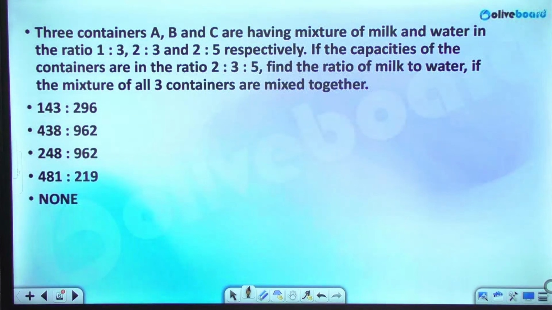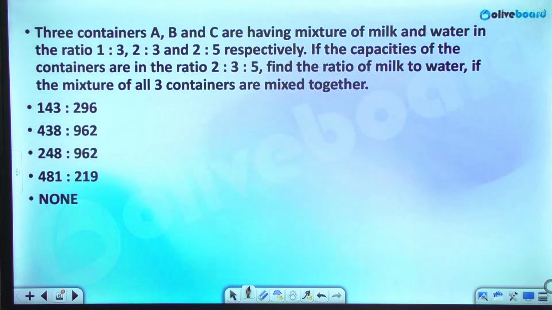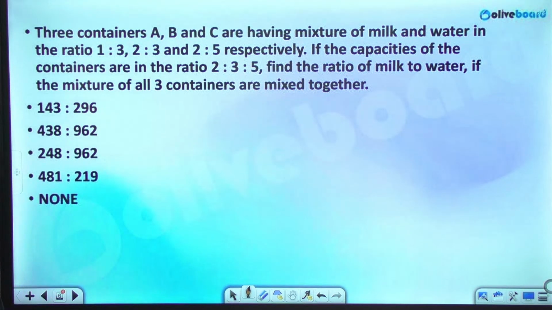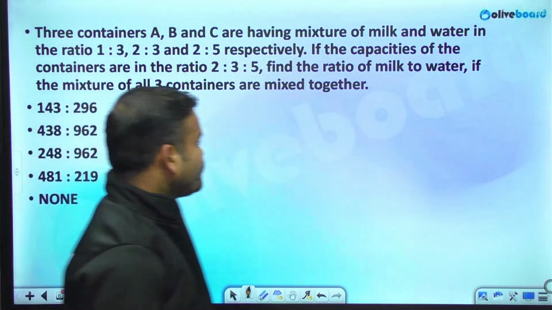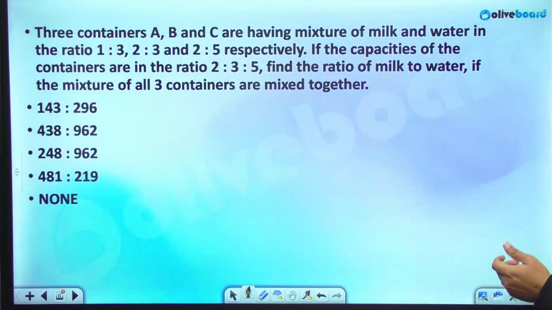So check out this question. Over here we have 3 containers, A, B, C. A mixture of milk and water is there. The ratios of milk and water are 1 to 3, 2 to 3 and 2 to 5. If the capacities of the containers are in the ratio of 2, 3 and 5, find the ratio of milk and water if the containers are mixed together.